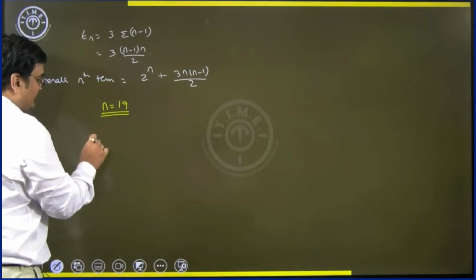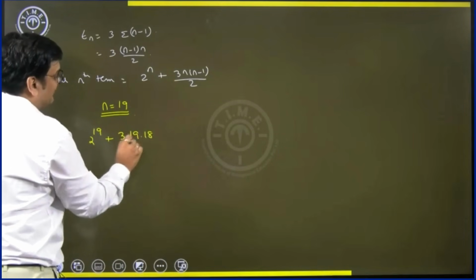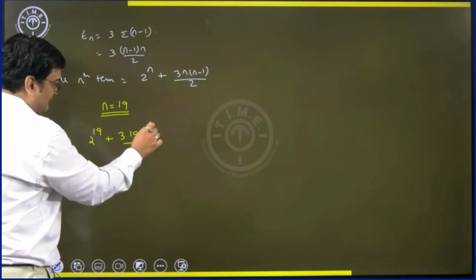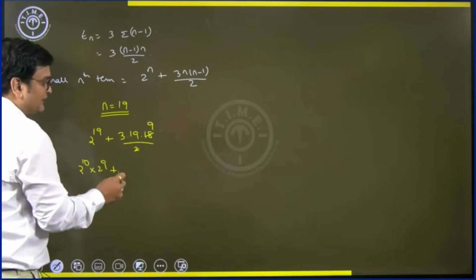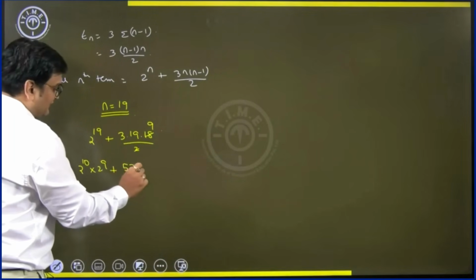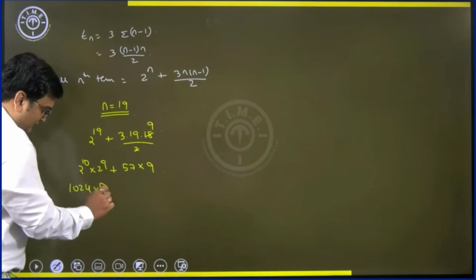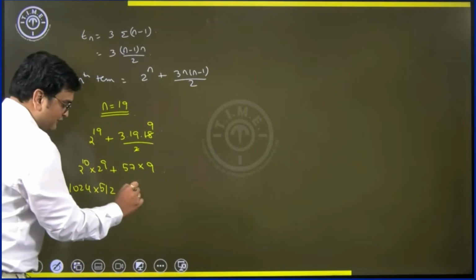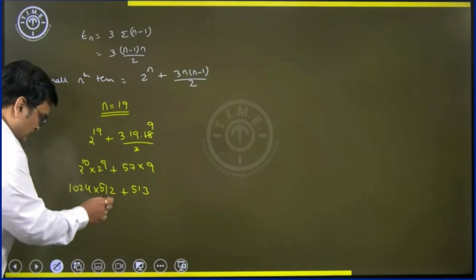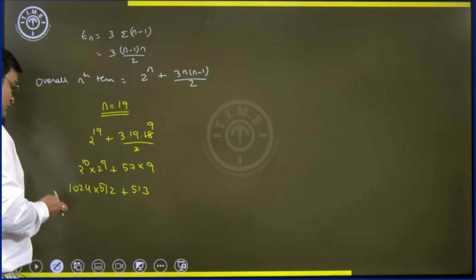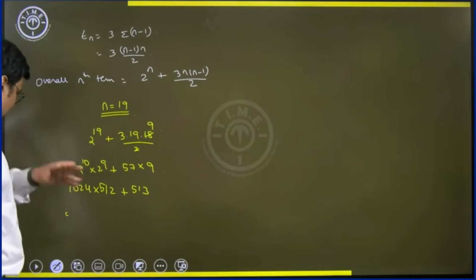So if I put n equal to 19, I'll get 2 power 19 plus 3 into 19 into 18 by 2. Now let's simplify this to some extent. So what is 2 power 19? This is 2 power 10 into 2 power 9. And 3 into 19 is 57, into 9. So 2 power 10 is 1024, into 512. 57 into 9 will be 513. It's a very minuscule, small value compared to this. Let's simplify this. Let's see where we get to. Do we go beyond a million or not? Most likely this doesn't appear to be.